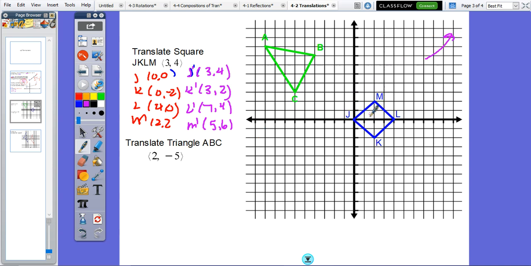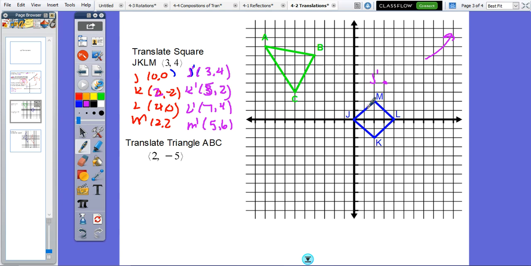So let's look at that. Let's plot these new ones. So we are now at 3, 4. That's our new J prime right there. And then the next one will be at 3, 2, right? Oh, hold on. Oh, no, that's 2. Sorry. There you go. That makes more sense.